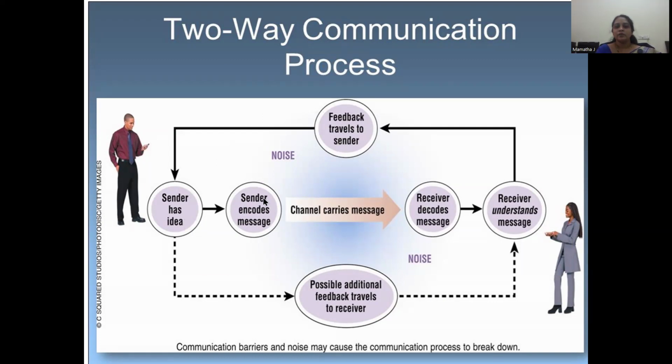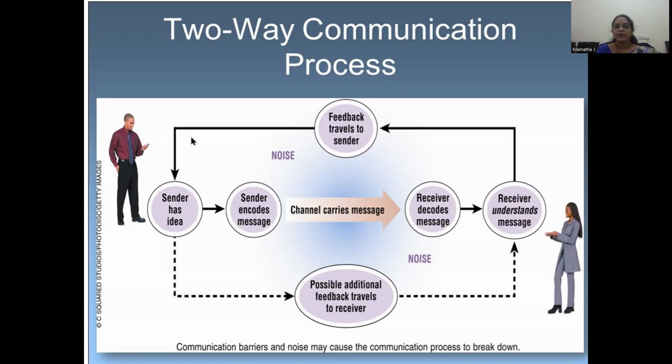So we can see the sender has an idea here. So he encodes. This is the encoding process, and he passes the message through a channel. The receiver receives the message, decodes the message here, and tries to understand the message. Once the receiver has understood, she tries to give the feedback to the sender. So there is a feedback here. And while the message is passed on through the channel, there are external disturbances called noise also acting.